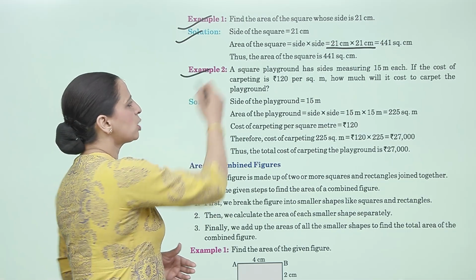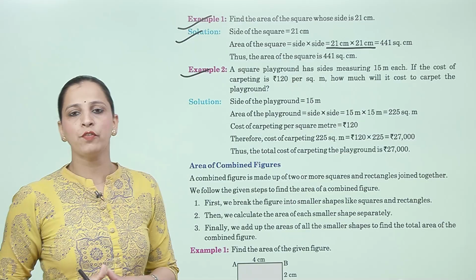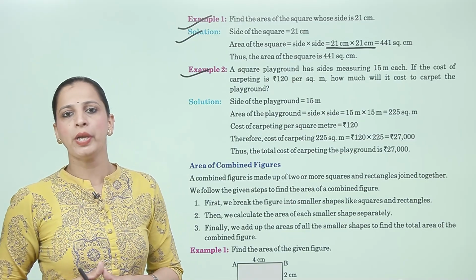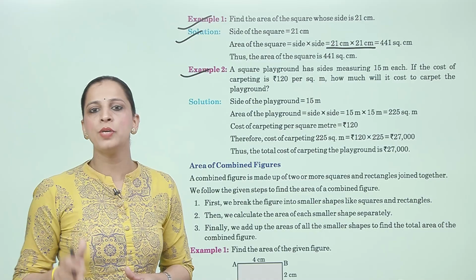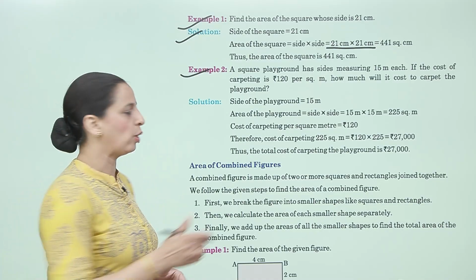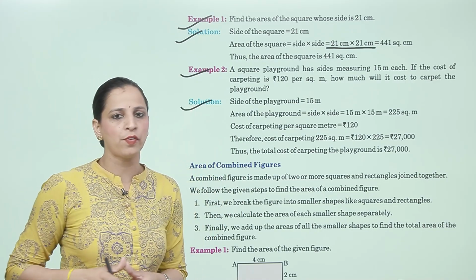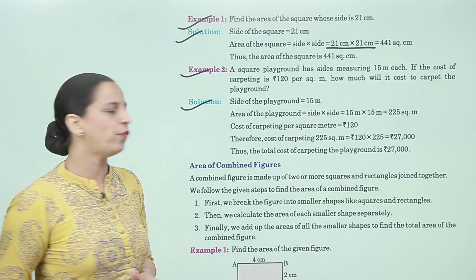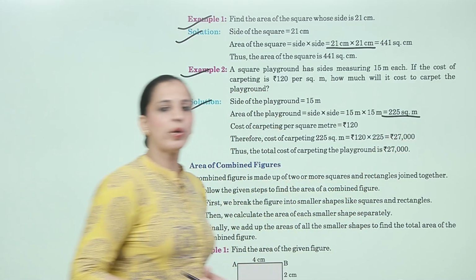Now, example 2. A square playground has sides measuring 15 meter each. If the cost of carpeting is rupees 120 per square meter, how much will it cost to carpet the playground? Now, solution. Side of the playground is 15 meter. Area of the playground is side into side, that is 15 meter into 15 meter is equal to 225 square meter.